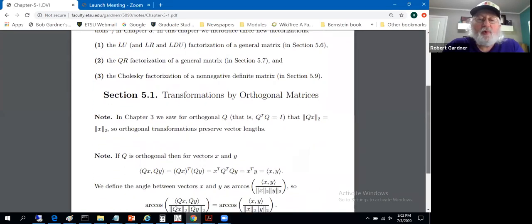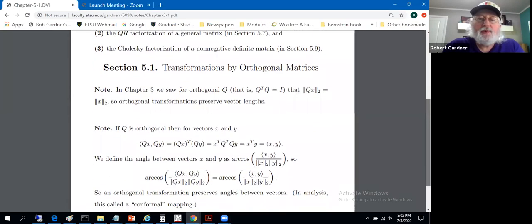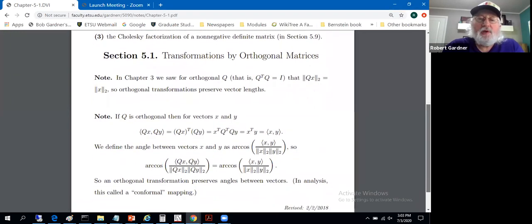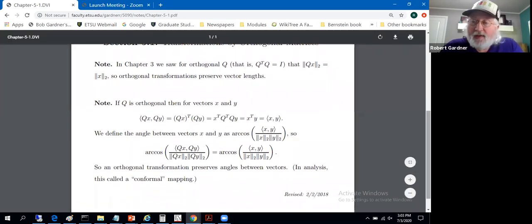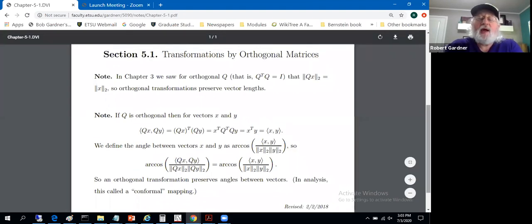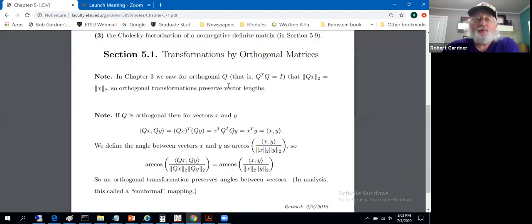In section 5.1, we consider transformations and transformations by orthogonal matrices. Now, in linear algebra, you deal with linear transformations, and they're always represented by matrices. All that holds, of course. We're looking at a particular kind of transformation, this time for an orthogonal matrix. We've already encountered some of this in Chapter 3.